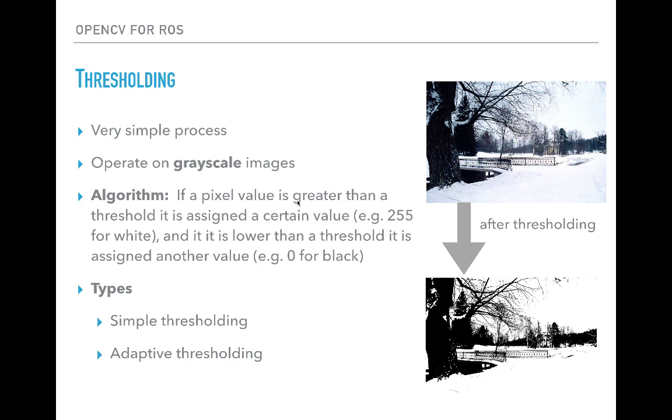If a pixel is greater than a threshold value, then it will be assigned a certain value, for example 255, to assign it as a white color. And if it is lower than a threshold value, then it will be assigned to another value, for example 0, to make it black. And there are two different types of thresholding: the simple thresholding and adaptive thresholding.